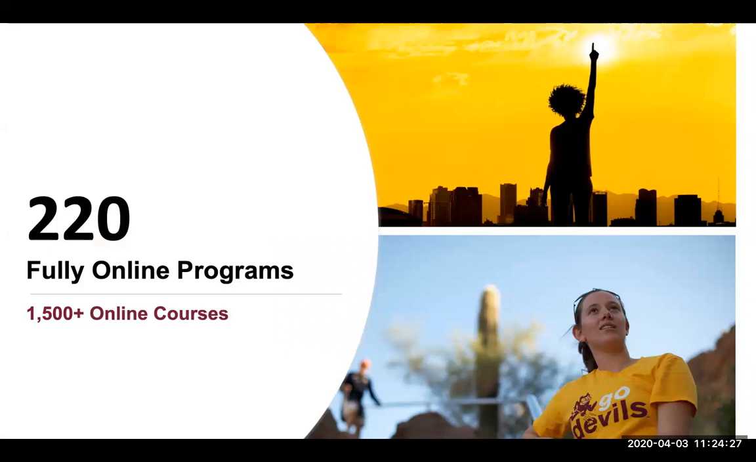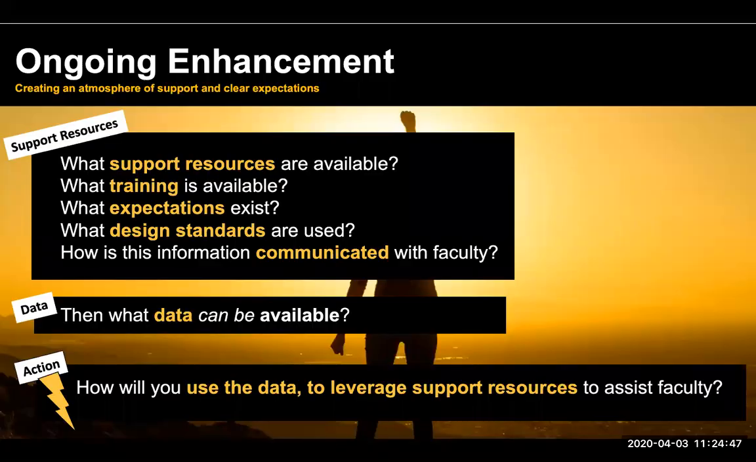ASU Online currently has a little bit over 220 fully online degree programs. Each semester we have two different sessions of courses. Our sessions are about 7.5 weeks long. And for each of those sessions, we have over 1,500 online courses. So if you think about that number of courses, there are a few resources we have in place. And as I go through this, I hope you'll think about your particular institution.